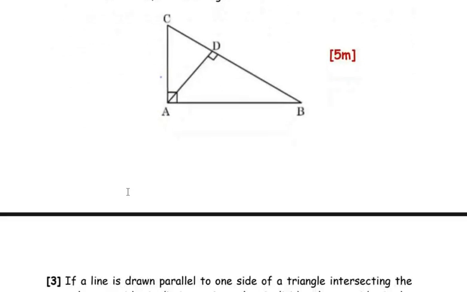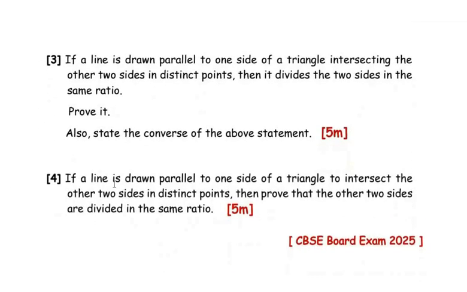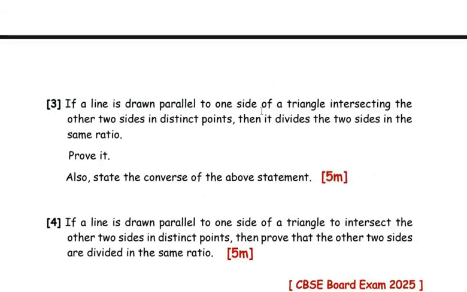Now here on the next page we have the third question and the fourth question. All these questions were taken from different sets of CBSE board exam 2025 papers, and all these questions are: state and prove the basic proportionality theorem, or state and prove the converse of the basic proportionality theorem. So this is a very important question from the Triangles chapter.